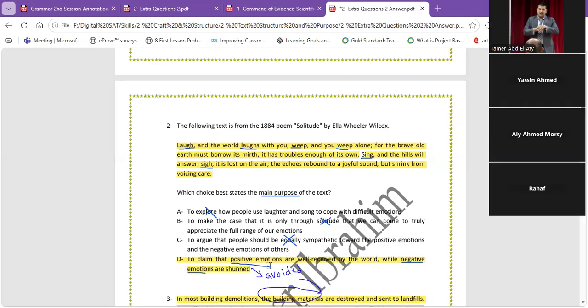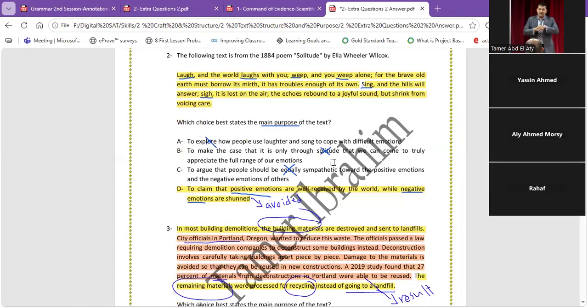D, to claim that positive emotion is well received by the world, while negative emotion is shunned. Shunned means avoided. Yes, hear what he told us: whenever you laugh, the earth will laugh. Whenever you cry or weep, you're going to weep alone. So the answer is D.